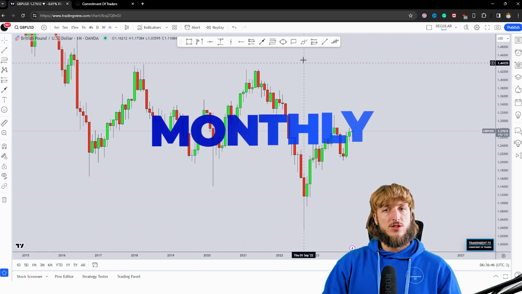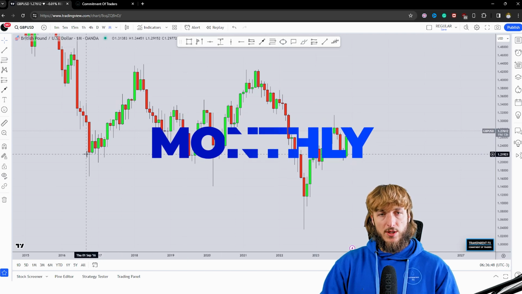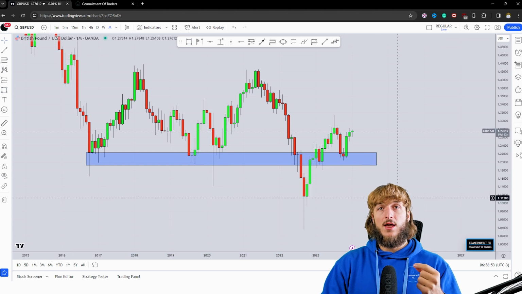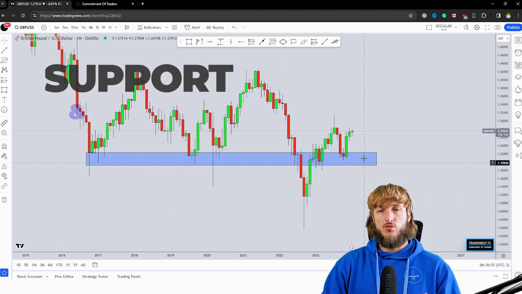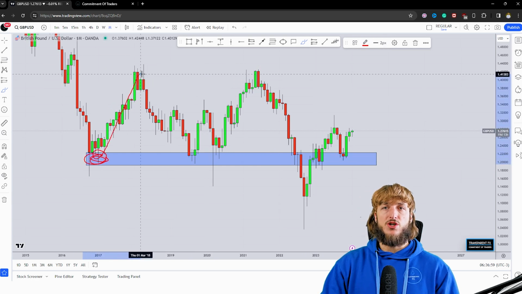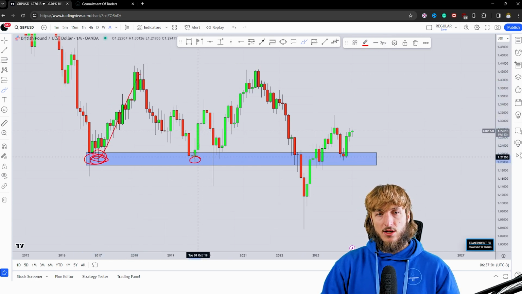Now, starting from the monthly time frame, what we can see is that at the moment we have a market which is testing a quite strong monthly historical support and demand area. In fact, from here, all this previous rejection to the upside was created. Again here, the market tested its zone and rejected it to the upside.